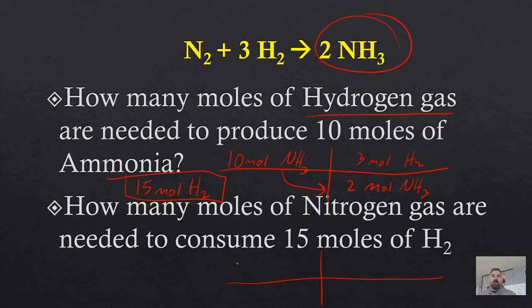Okay, so we have, what's our given? 15 moles of H2. What goes down here? How many moles of H2? And then how many nitrogen gas? 1 mole of N2. So it's going to be 15 divided by 3 times 1. What's our answer? 5 moles of what? N2.